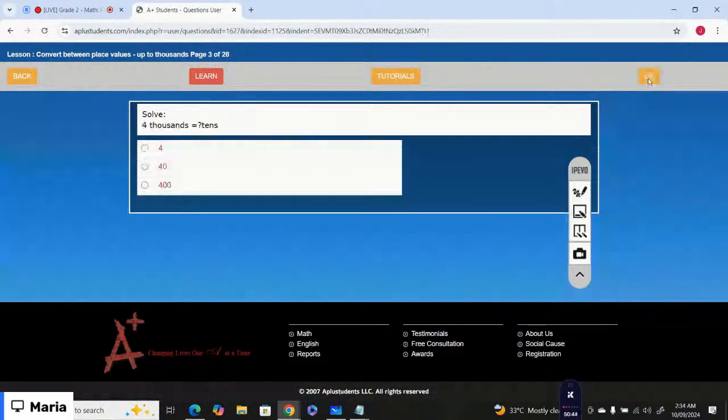4000 equals how many tens? Which is the correct option? You have 4000, right? So in 1000 you have 100 tens. So that is 4000, then that means you have 400 tens. The correct option is 400.